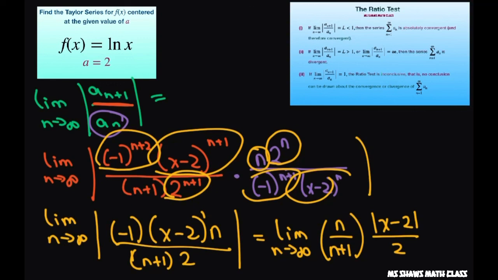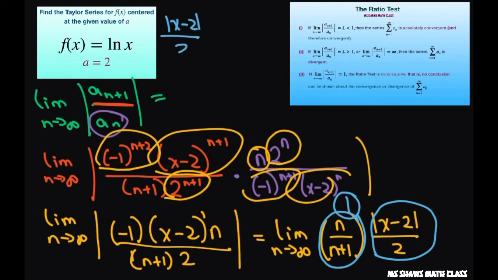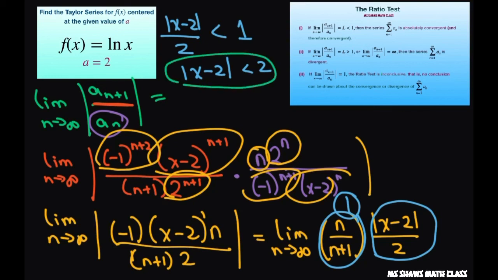All right. So the limit of this piece here is just 1. And so we're looking at this piece here for our convergence. We're going to take the absolute value of x minus 2 divided by 2 and set it less than 1. So we have the absolute value of x minus 2 is less than 2 when you cross multiply. So for convergence, this has to happen. And our radius of convergence is 2.